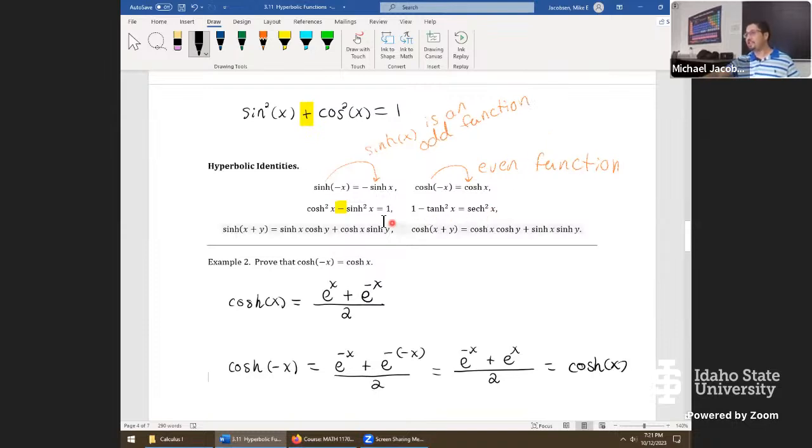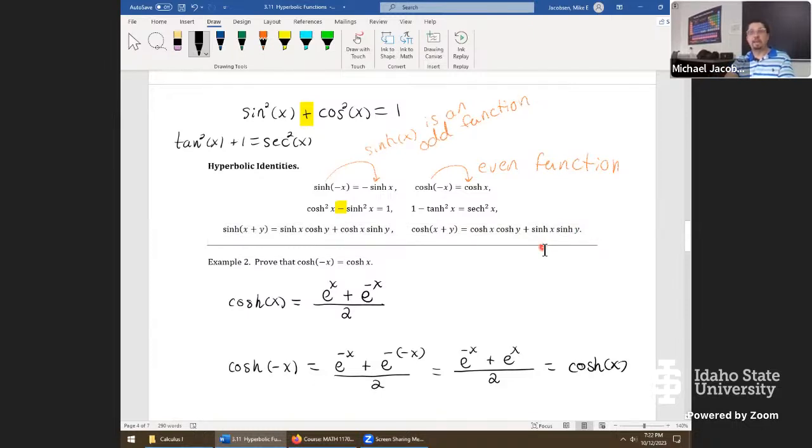So there's lots of other interesting things here. This is a core identity. This one right here is a related one, much like how we have, say, tangent squared x plus 1 equals secant squared x. Here in the hyperbolic land, it's just a little bit different. 1 minus hyperbolic tangent squared is the hyperbolic secant squared on this one. And these would be addition formulas, just here for the sake of completeness. So those are the identities.